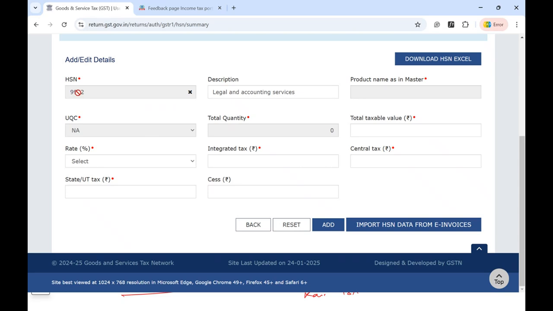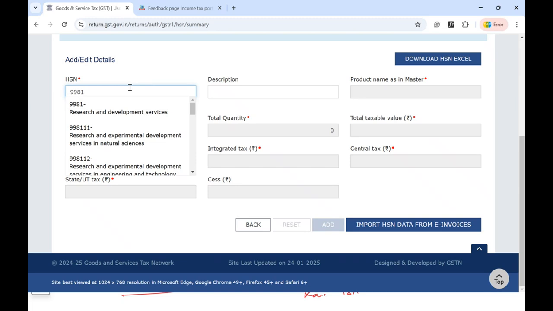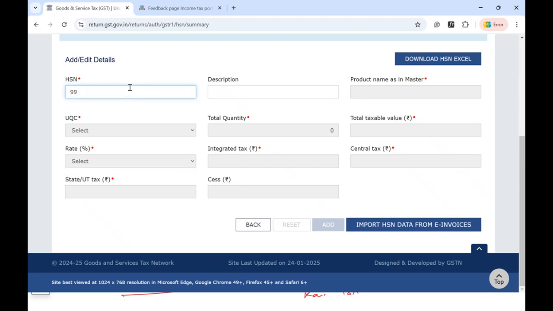If your HSN code starts with 99, that denotes a supply of services. Whatever services we supply have a SAC code starting with 99, it may be 9981, 9982, all are considered as supply of services. And if your number starts with any other number, then that is considered an HSN, which means you are supplying goods.